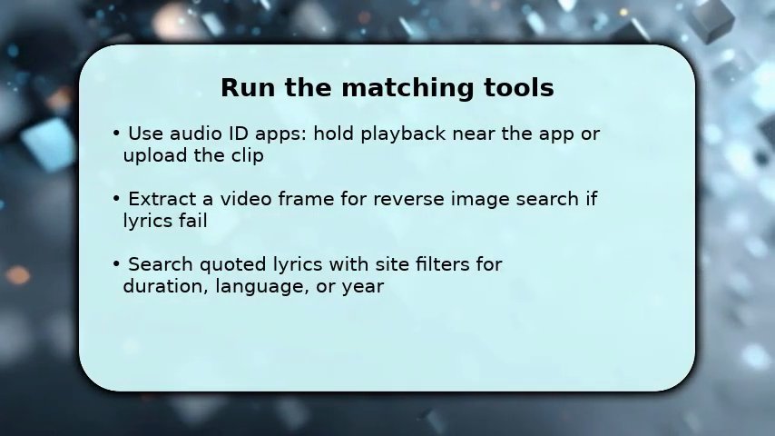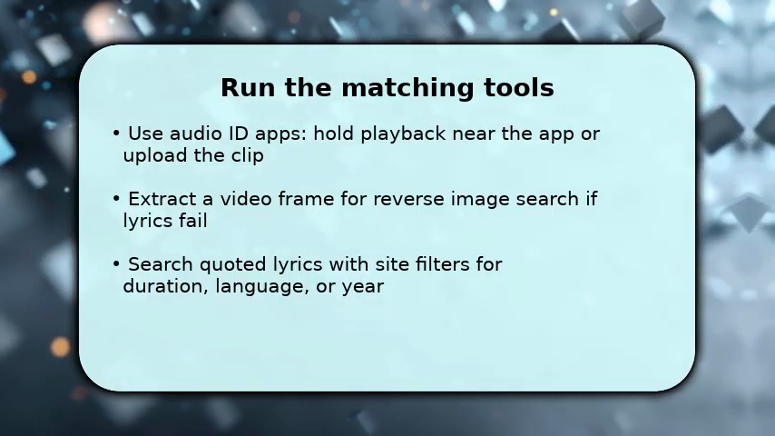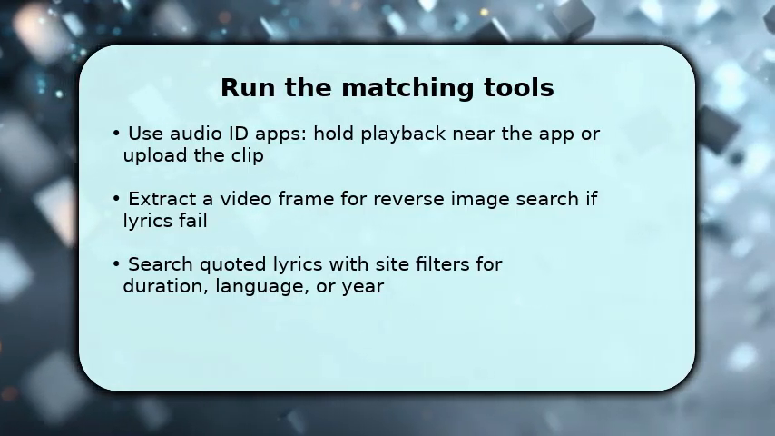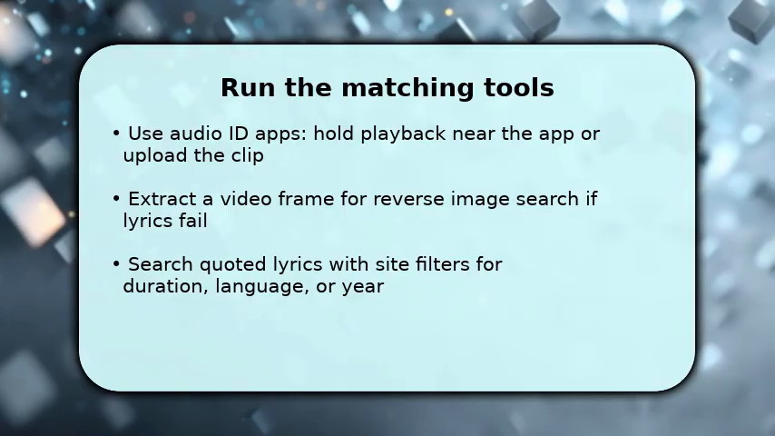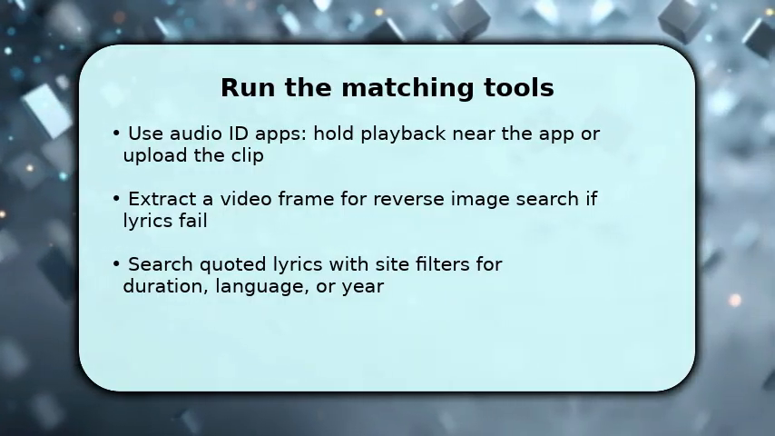Open an audio identification app and play your clip loud and clear, or upload the trimmed file if the app supports it. This often yields instant matches. If the app fails, pause the video on a frame with text or a logo and run a reverse image search to find the original upload or credits.